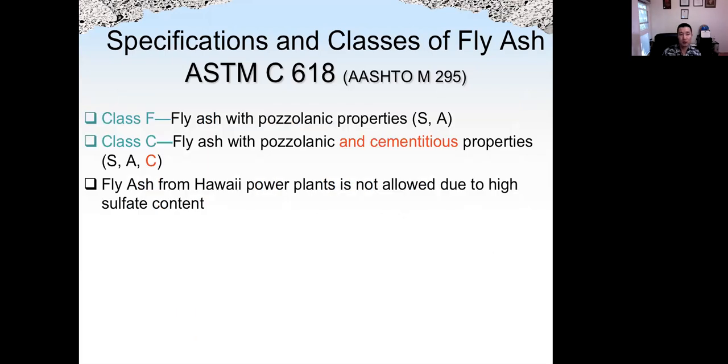So Class F fly ash has only pozzolanic properties. Mostly they have silica and alumina, not too much calcium. Class C fly ash has both pozzolanic and cementitious properties. Cementitious properties means it can form C-S-H by itself and does not need calcium hydroxide.